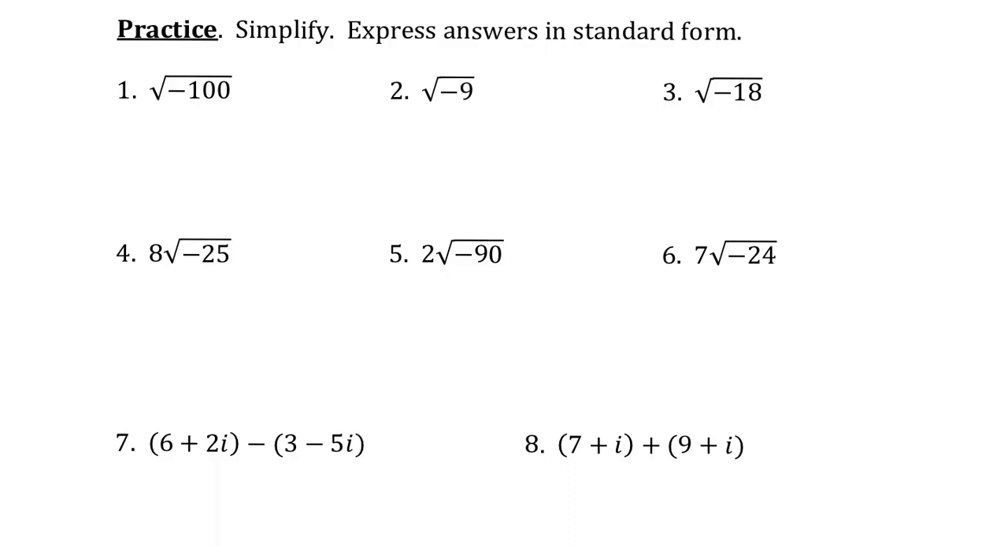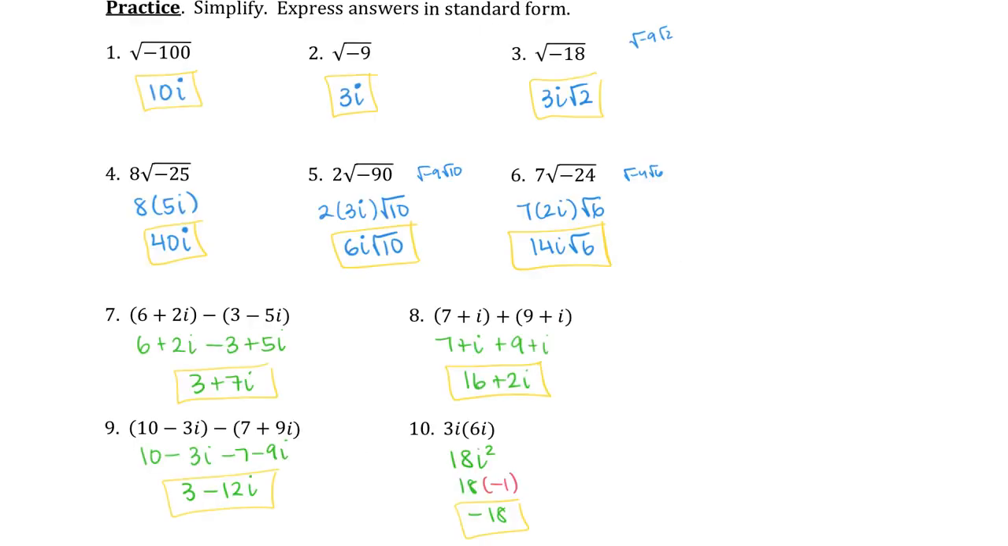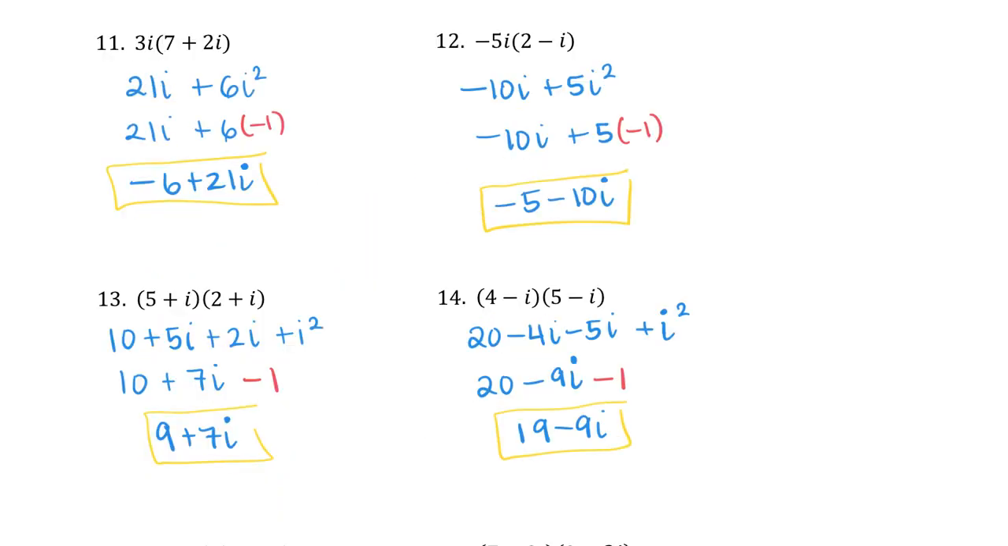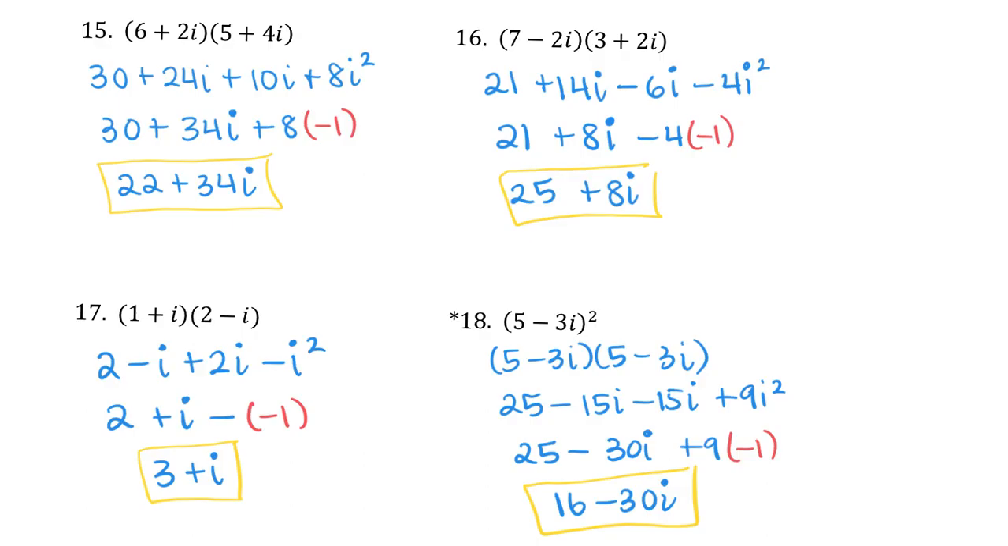Unpause when you're ready to check the first ones. Okay, go ahead and check your answers for the first page. For 7 through 10, make sure your answer is in standard form, so it should be the real plus the imaginary. Okay, go ahead and pause. Unpause when you're ready for the next page. Okay, here's 11 through 14. And again, check that your answers are in standard form. Unpause when you're ready for the last ones. Okay, and then go ahead and check 15 through 18. For 18, make sure you squared it by timesing it by itself. Answers in standard form.